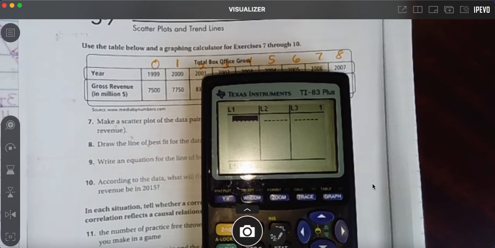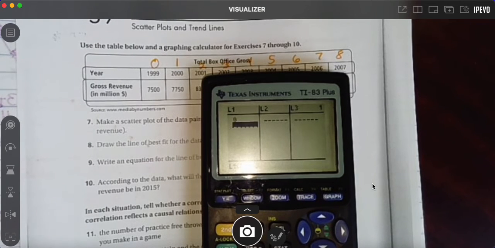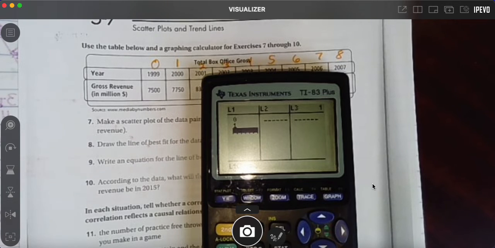0 through 8. So you press 0, enter, 1, enter, and so on. 2, 3, 4, 5, 6, 7, and 8. Now list 2, those are your y values.